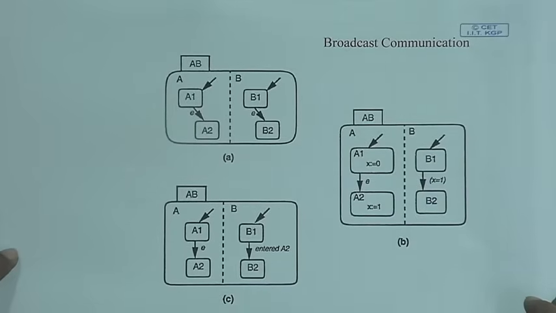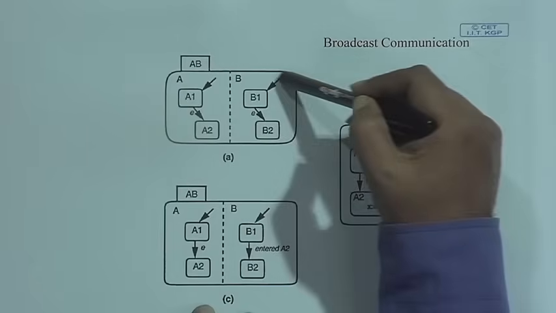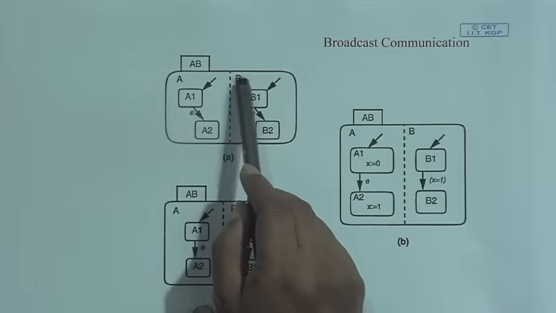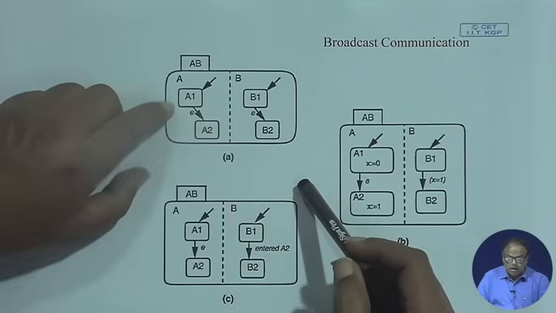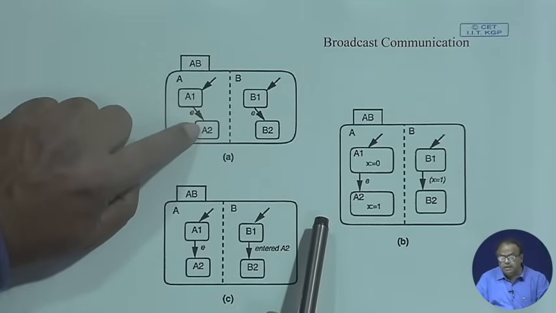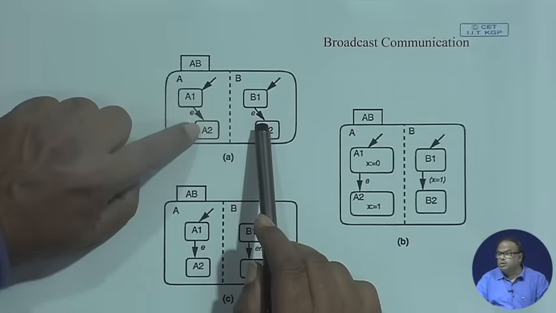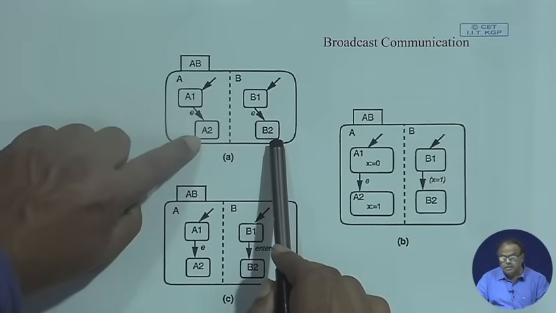So, here is an example of a broadcast mode of communication. There is a state with A and B as two AND states, that means both of them are active. Now, an event E takes place here, and that is visible to this one also. Therefore, that event is also visible here, and both of them make a transition.